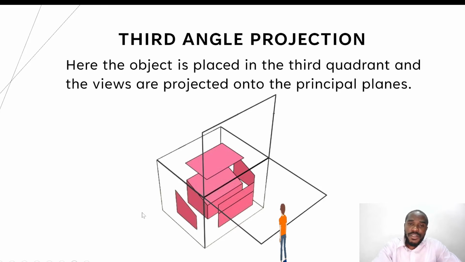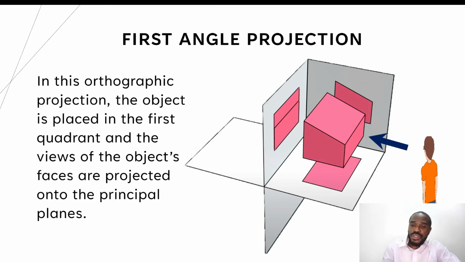Now, for the third angle projection, the object is placed in the third quadrant, right? And so from where this young man was standing for the first angle projection and where he's standing now, you see that the planes are between him and the object. In the first angle projection, the object was between the young lad and the planes, the principal planes, okay? And that's why the profiles that he was seeing in each of the positions that he took were projected onto the planes at the back.